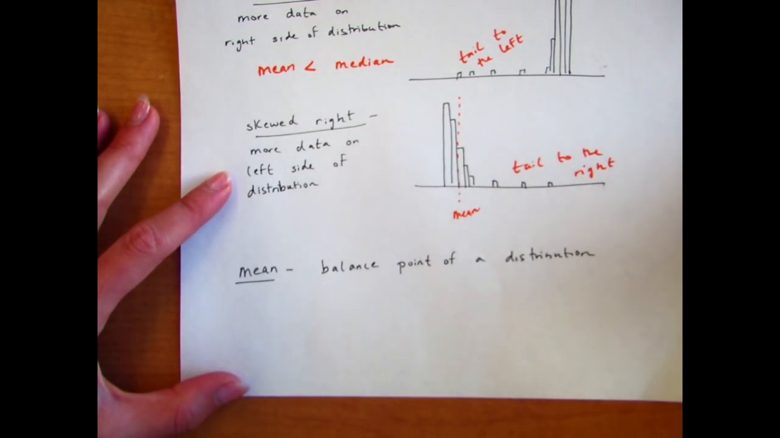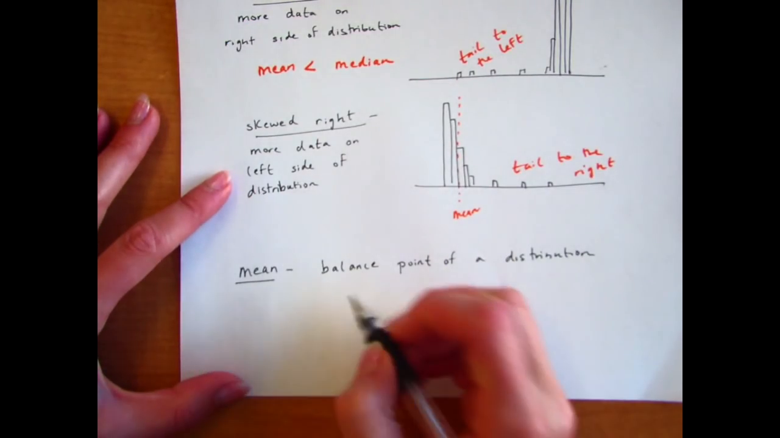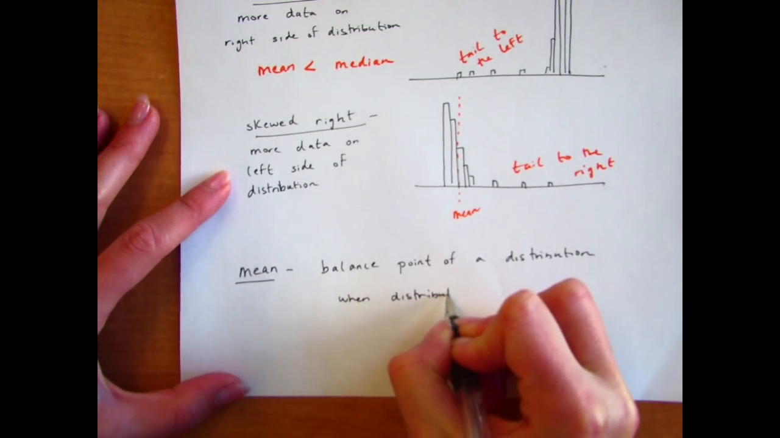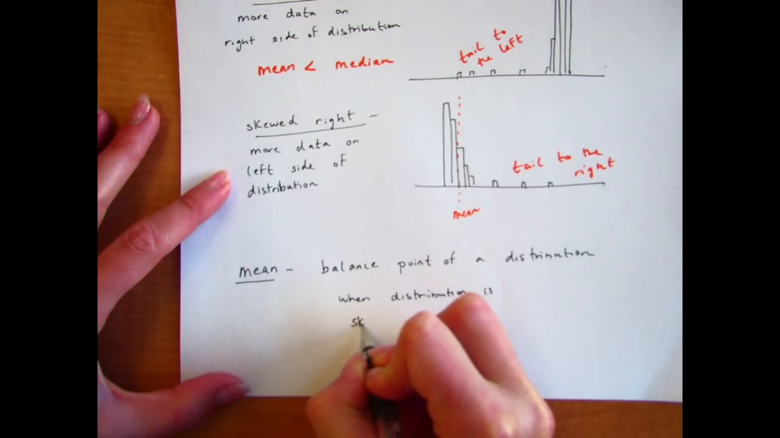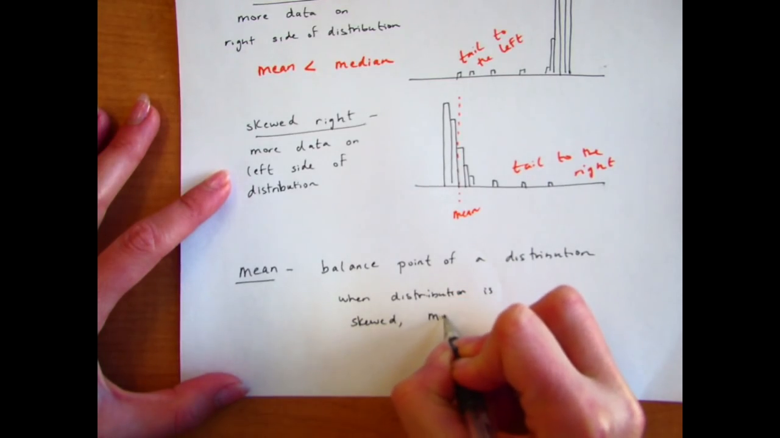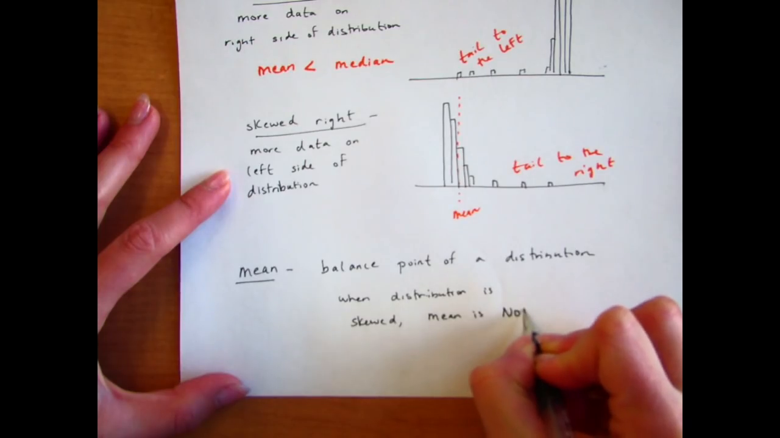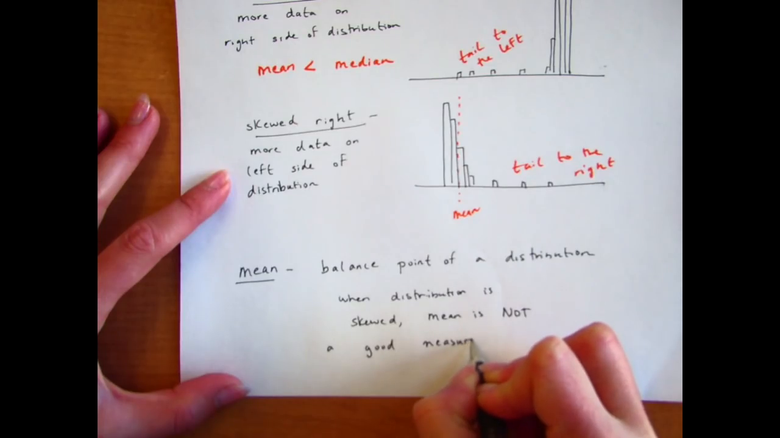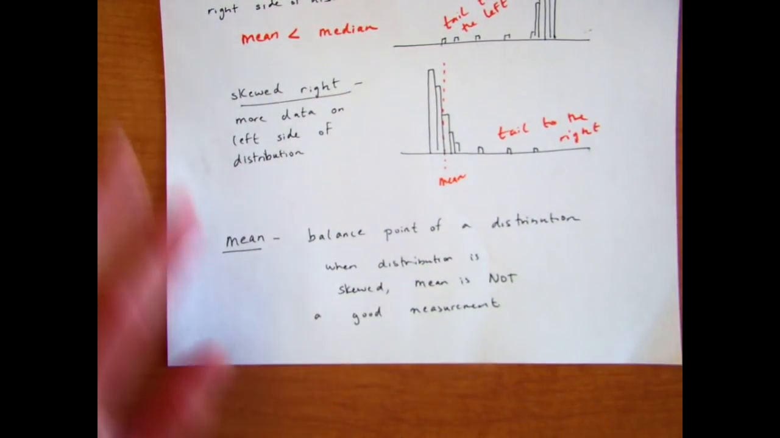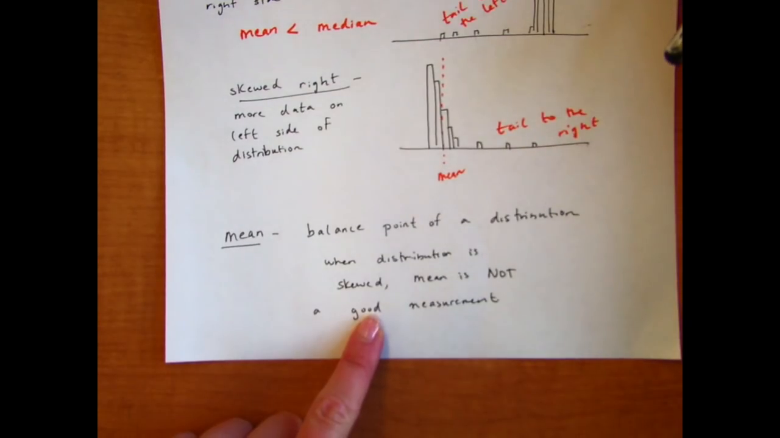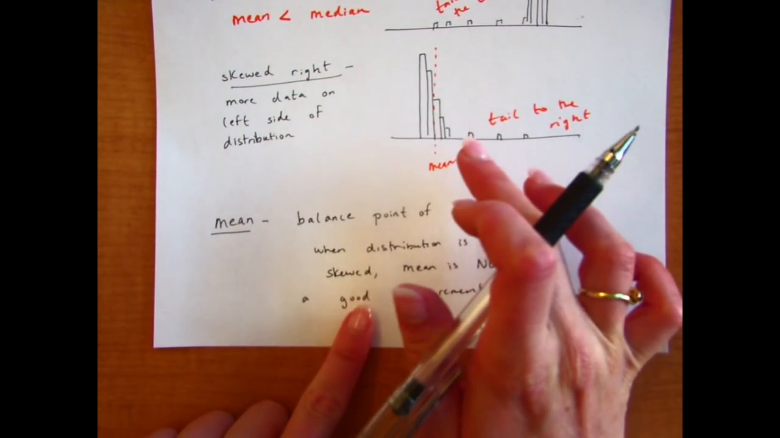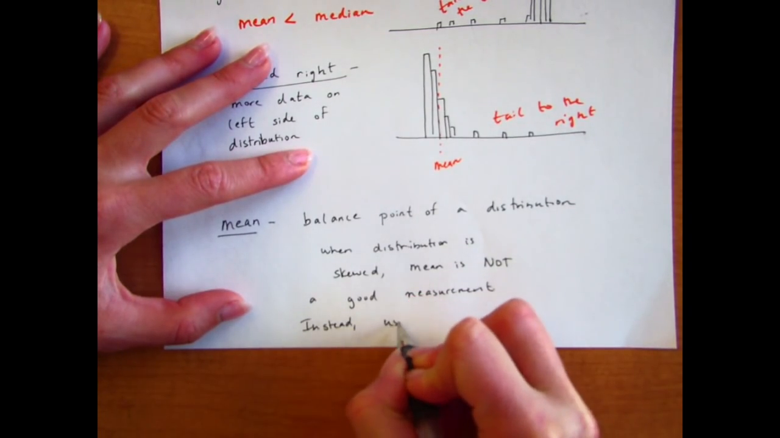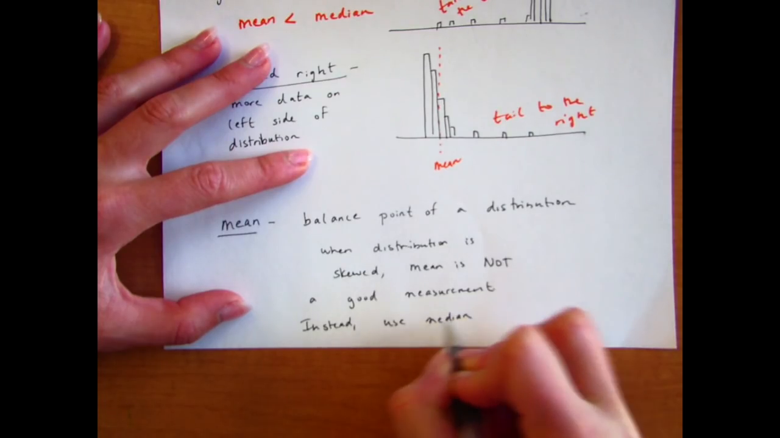And when the distribution is skewed, this is the last key fact, mean is not a good measurement. So when a distribution is skewed, mean is not a good measurement because the distribution is off balance. Instead, you use median. All right, so move directly into the practice problems.